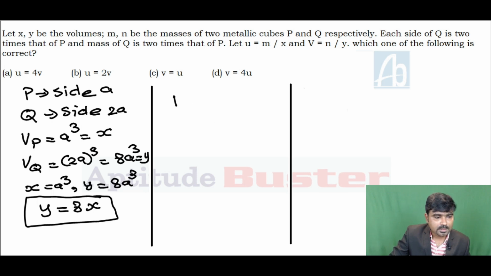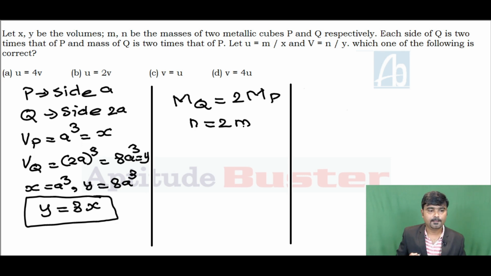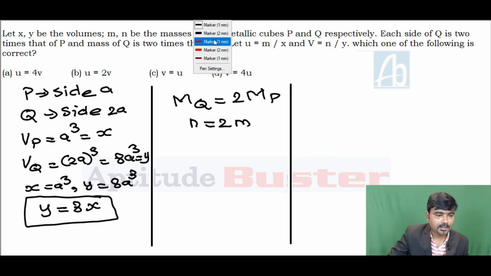Next, mass. Mass of Q is equal to 2 times the mass of P. Instead of mass of Q, you can fill N. N is equal to 2 times M. That's okay. Next, we need to make the link. U equals M by X.